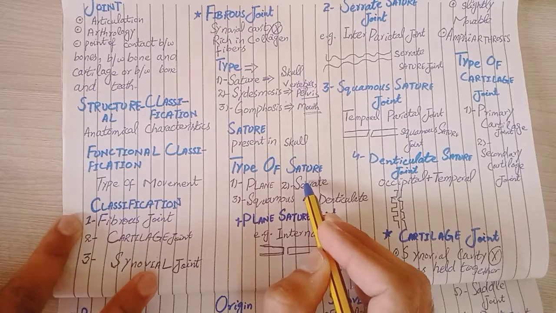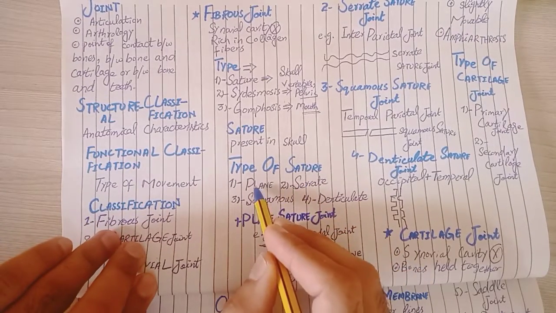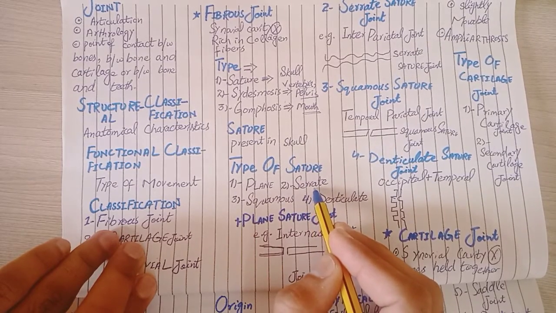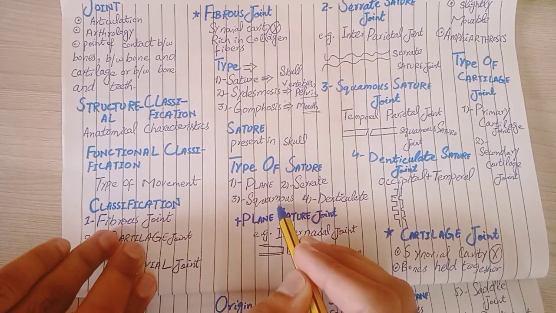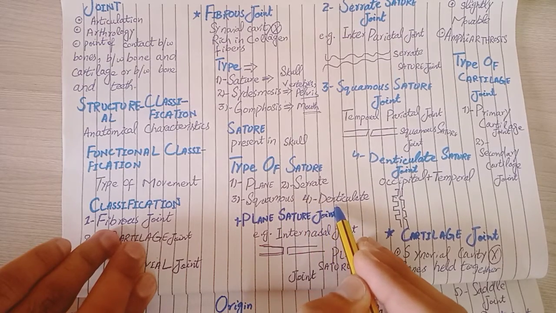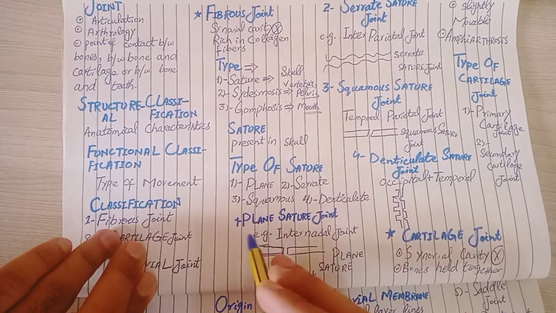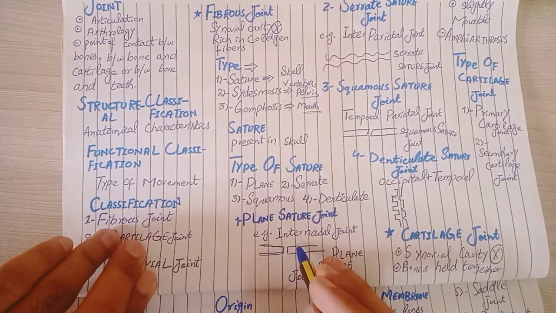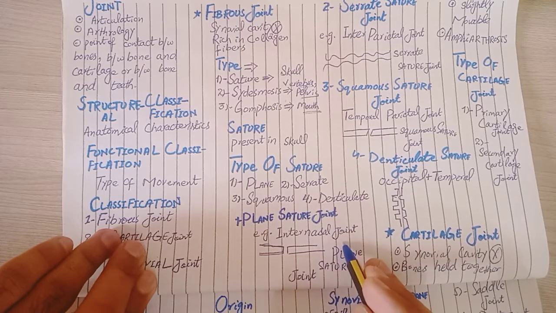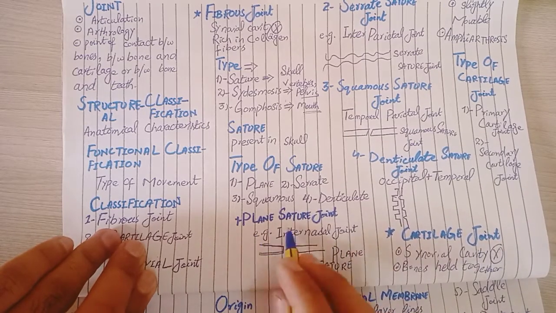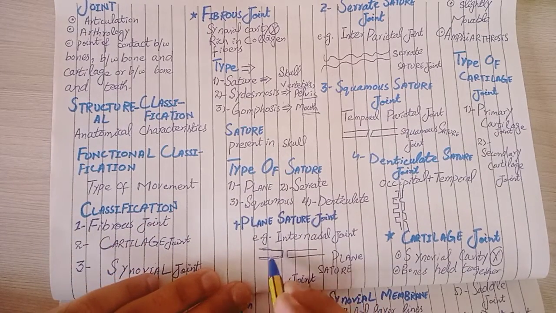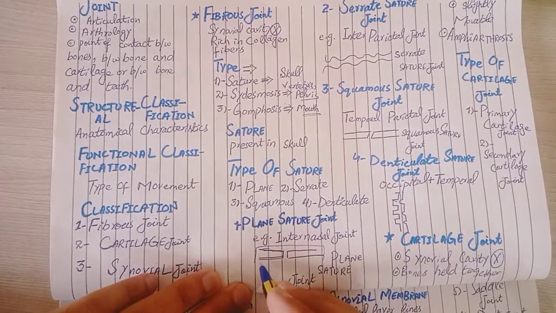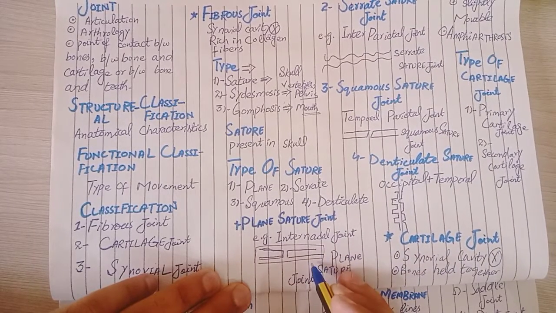Types of suture: the first type is the plain suture joint, the second is the serrate suture joint, the third is the squamous suture joint, and the fourth is the denticulate suture joint. The plain suture joint is present in the internasal joint. This is the shape of a plain suture joint present in our body.